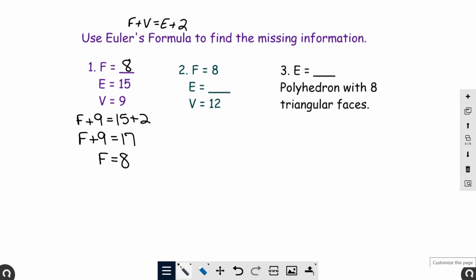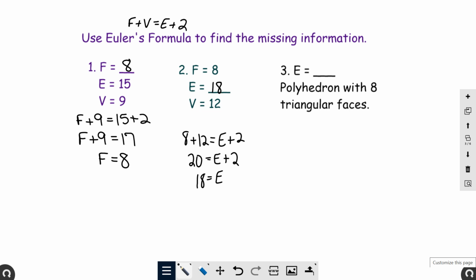All right, let's look at number 2. Solve it the same way. F plus V. So we get 8 plus 12 equals E plus 2. What do 8 and 12 make? 20. Minus 2, and E is 18.